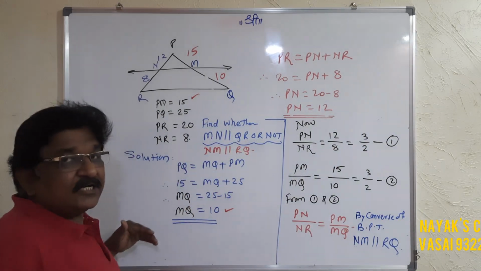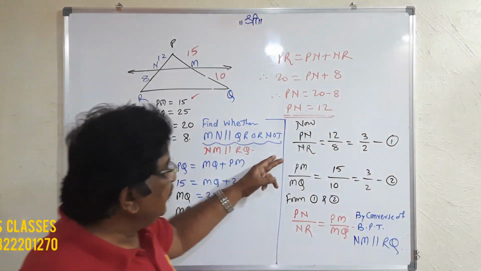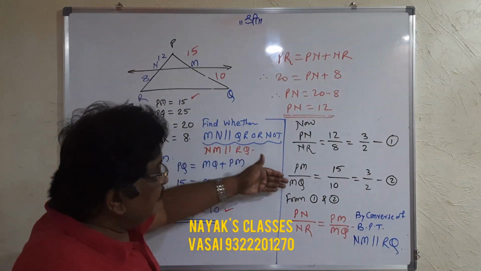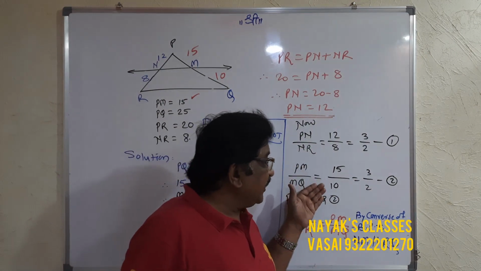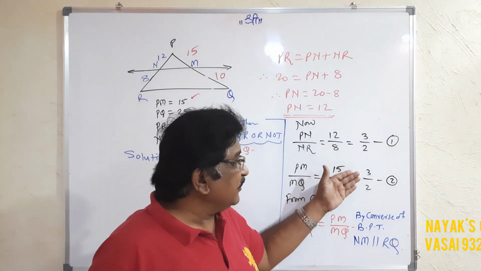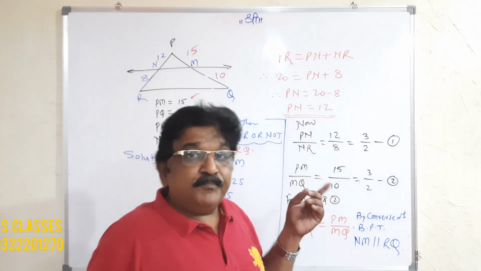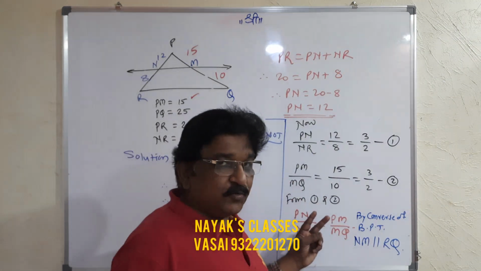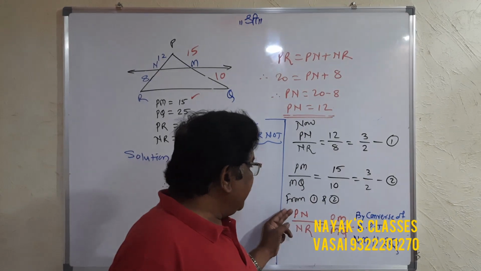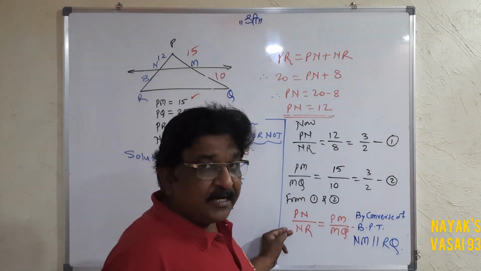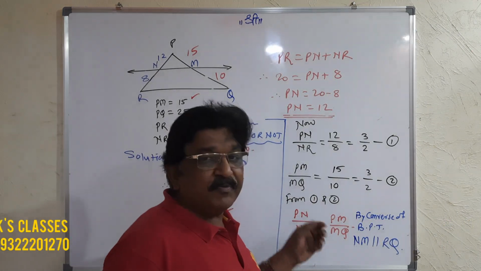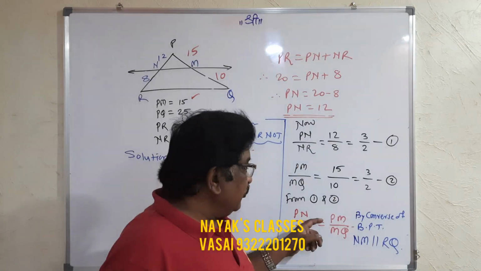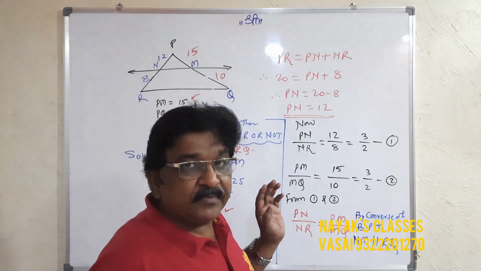Now the second ratio we require is PM upon MQ. So PM is 15, MQ is 10. 15 upon 10. After cutting we again got 3 upon 2. By statements 1 and 2, we got PN upon NR is equal to PM upon MQ.